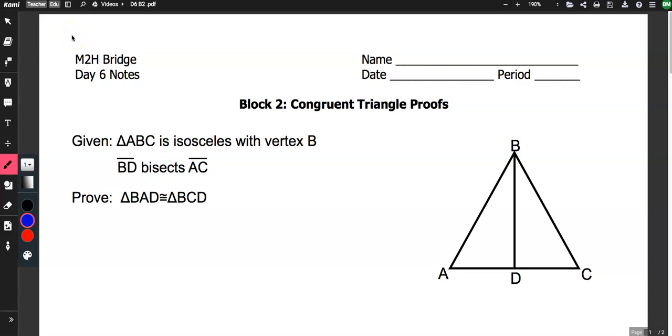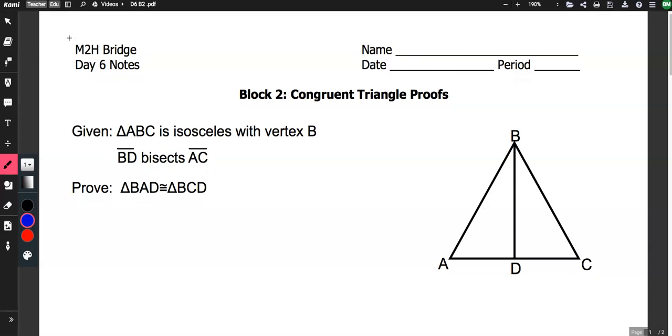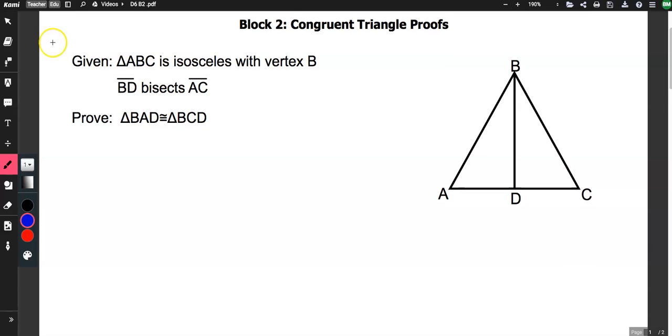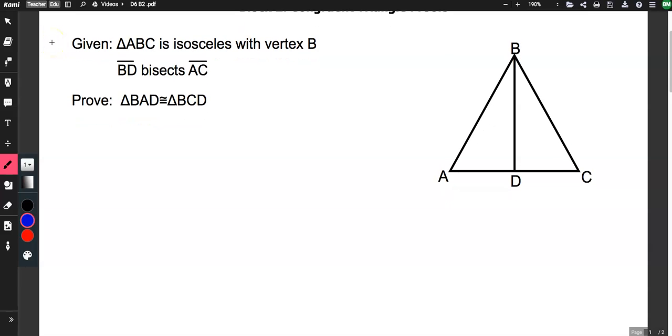All right, so we're on day 6, block 2. So we just finished talking about congruent triangles, and now we're going to use that information to write some proofs. So these proofs, honestly, I think are a lot easier than some of the ones we've done in the past, and these would be kind of the main proofs of this course. So I think you guys will do a nice job here. We'll do a few together, and then you have one to do on your own. So let's just get started right away.